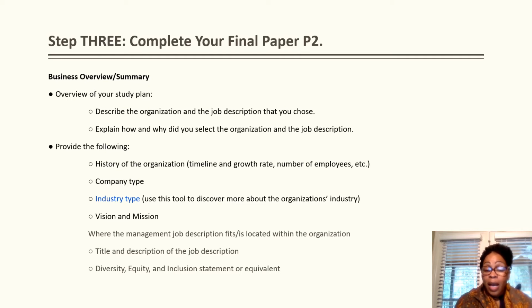Also, the title and description of the position, and then the diversity, equity, and inclusion statement. If that exists, make sure that you include that as well. If it does not, state that the company doesn't have such a statement, but if they have something that is similar or serves the same purpose, provide that as well. And here is another opportunity for you to apply a concept in your paper. It's not required, but if you're going to talk about diversity, equity, and inclusion, this is probably linked to culture, or the culture of the organization and its values and what they're trying to achieve.